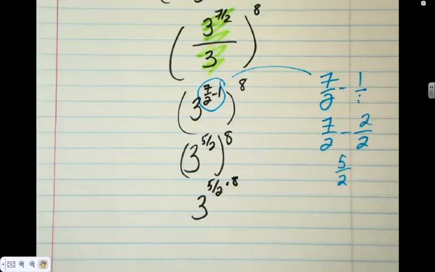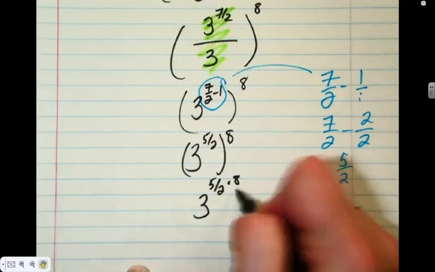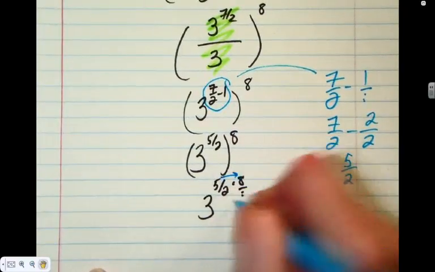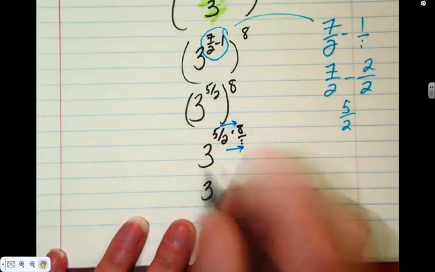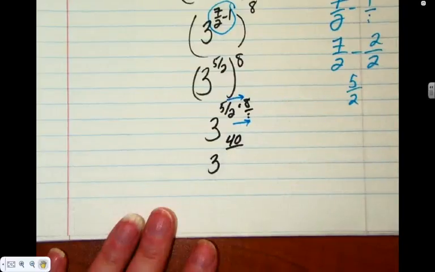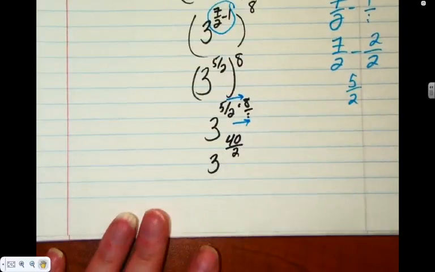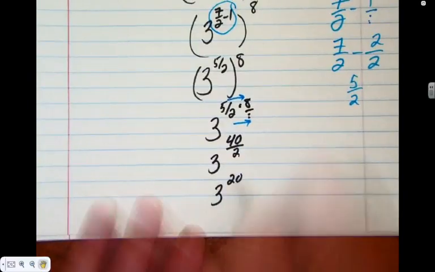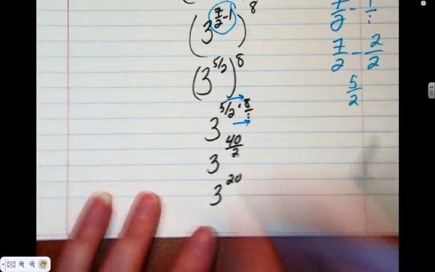How do we multiply fractions? Common denominator. Top times top and bottom times bottom. What's under the 8 that we don't see? A little imaginary 1. Top times top, bottom times bottom. 5 times 8. 2 times 1. Can I reduce that? Final answer.